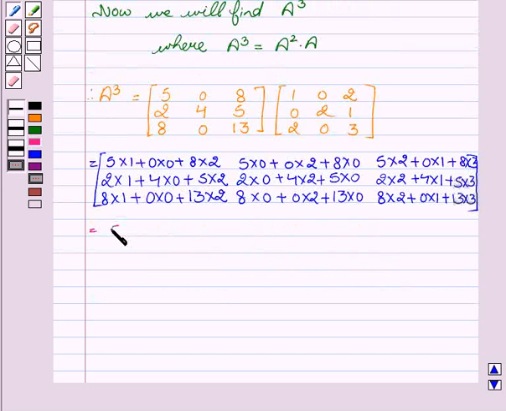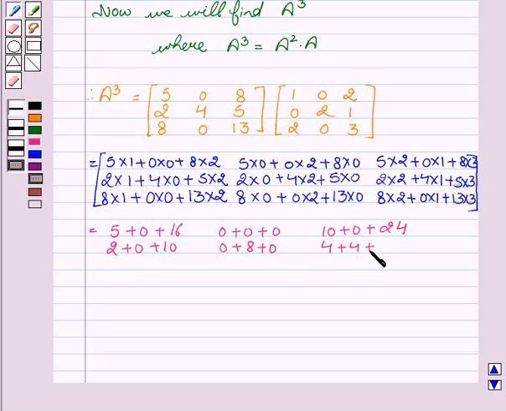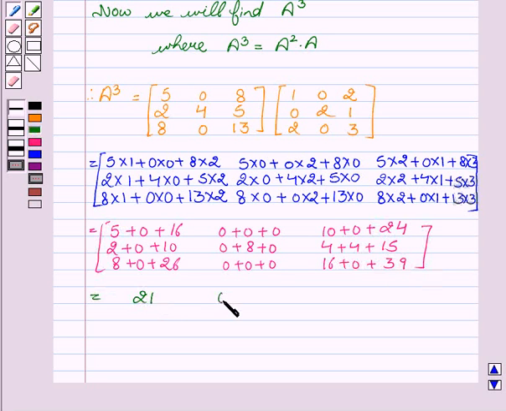This is equal to 5 plus 0 plus 16, 0 plus 0 plus 0, 10 plus 0 plus 24, 2 plus 0 plus 10, 0 plus 8 plus 0, 4 plus 4 plus 15, 8 plus 0 plus 26, 0 plus 0 plus 0, 16 plus 0 plus 39. This is equal to 21, 0, 34, 12, 8, 23, 34, 0, 55. Now this is the value of A cube. Let's name this as our second equation.